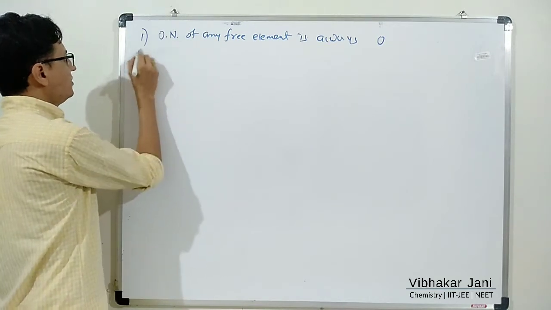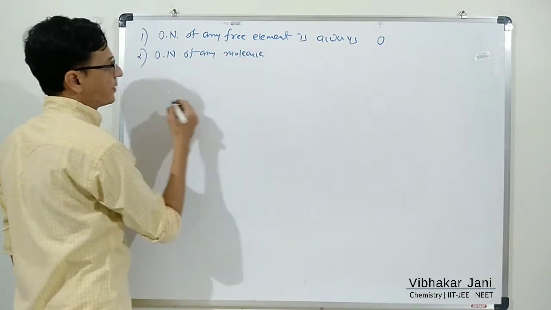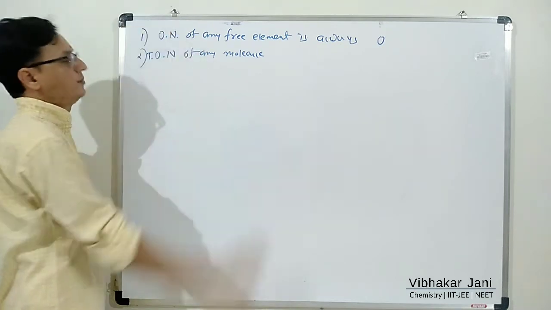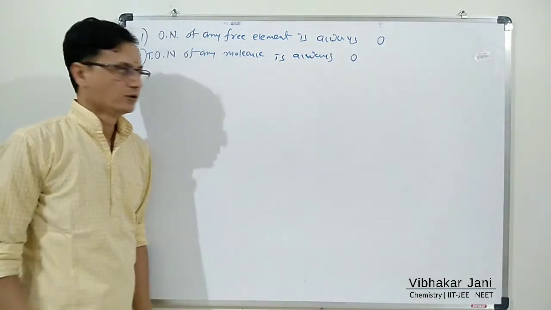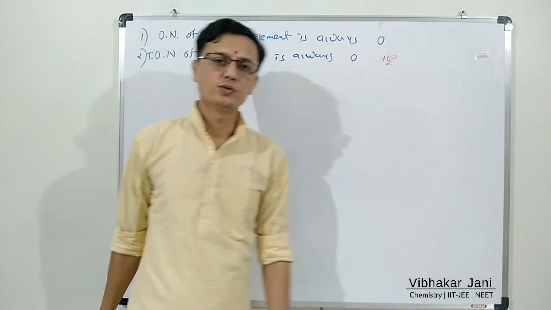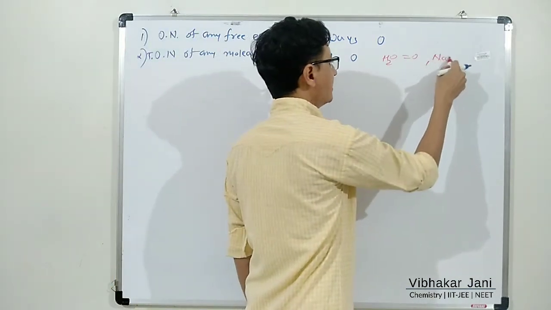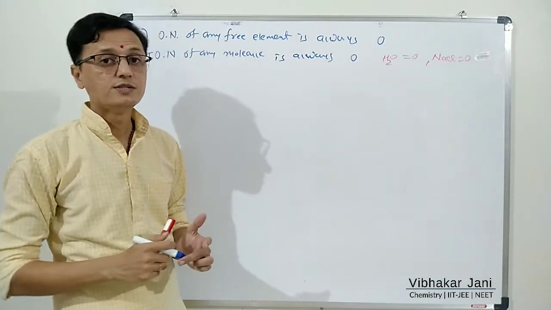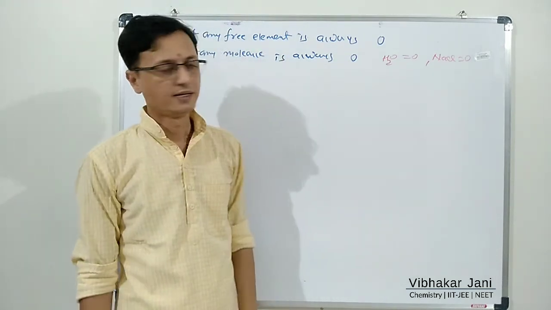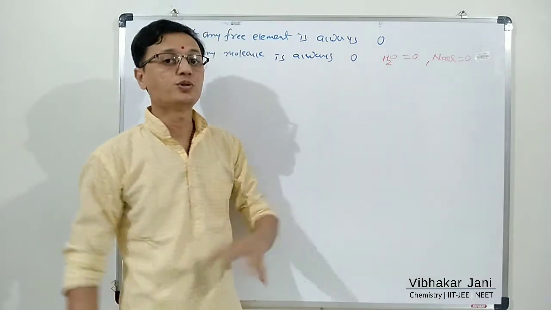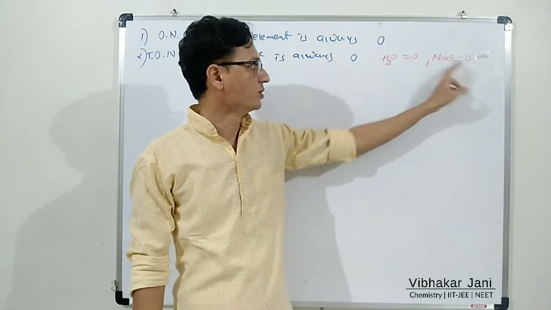Second rule: the total oxidation number of any molecule is always considered as 0. So if you consider H2O, now H2O is a molecule and the total oxidation number of H2O will be 0. If somebody says NaCl, the total oxidation number of NaCl will be 0. Each molecule is electrically neutral. There will be no charge in any neutral molecule. So the total oxidation number of that molecule will always have a value equal to 0.